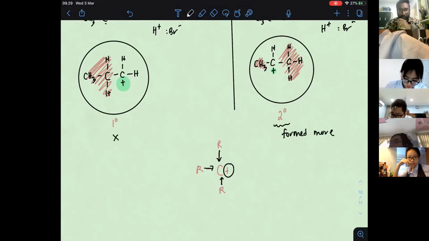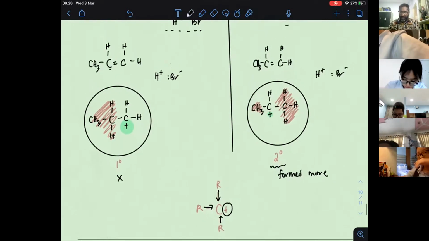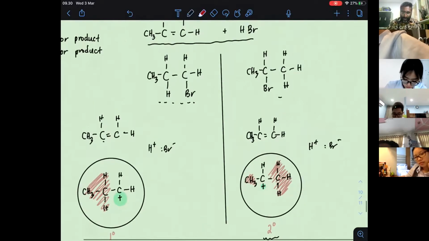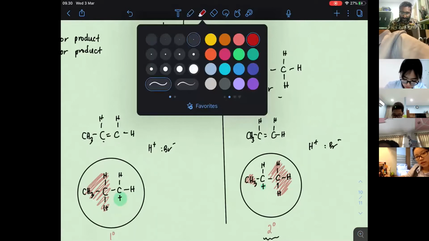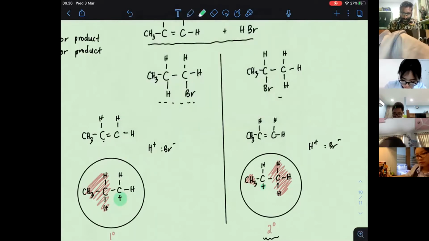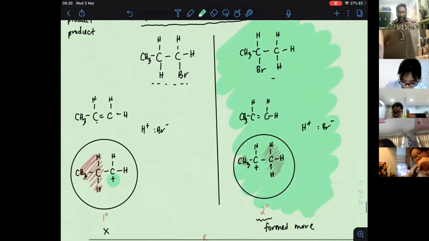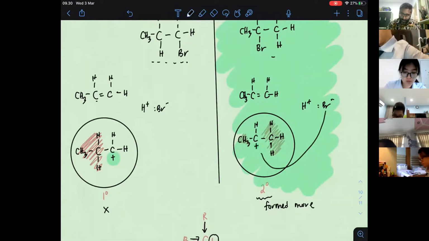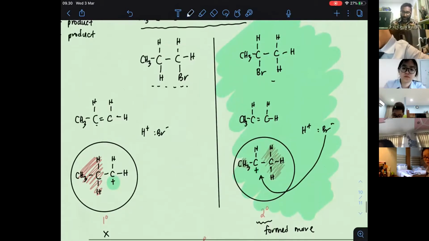Why? More positive inductive effect. It is more stable. You tend to form that carbocation. Once you form this, then you are going to follow this mechanism rather than following the other mechanism. Rather than following on the left, you tend to follow this mechanism where you are going to have the Br minus come over here and you are going to get this.